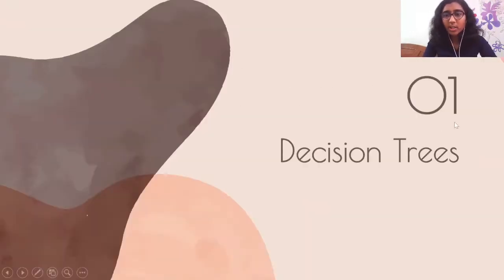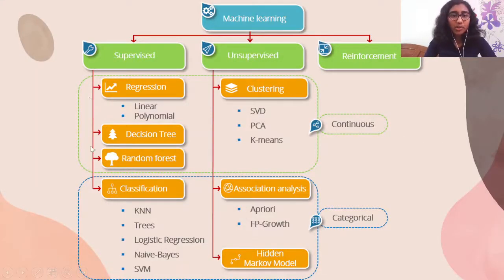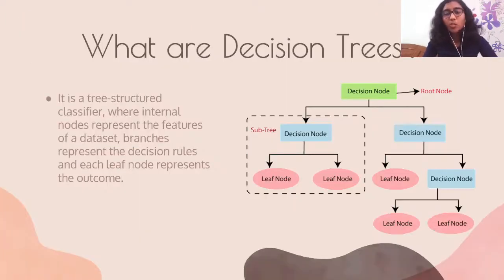The first model is the decision tree. The decision tree comes under supervised learning, as I said, and it will basically categorize based on whether the loan should be approved or should not be approved. So what is a decision tree? A decision tree is a tree structured classifier in which at each node a decision is made, and mostly each of these nodes is associated with an attribute.